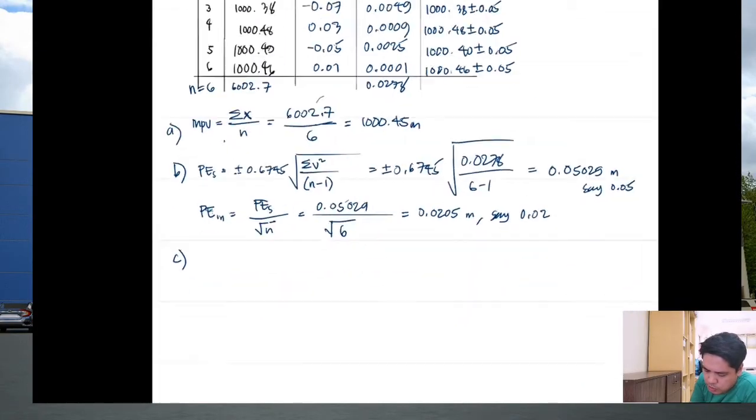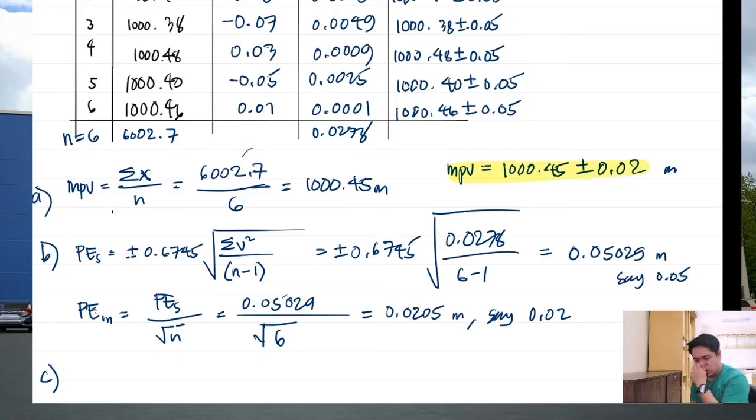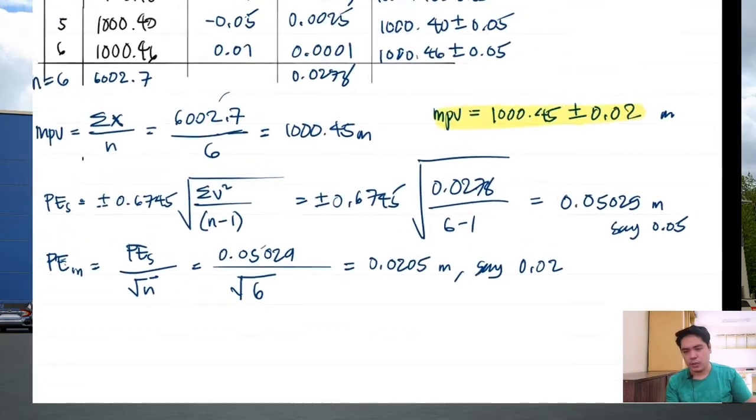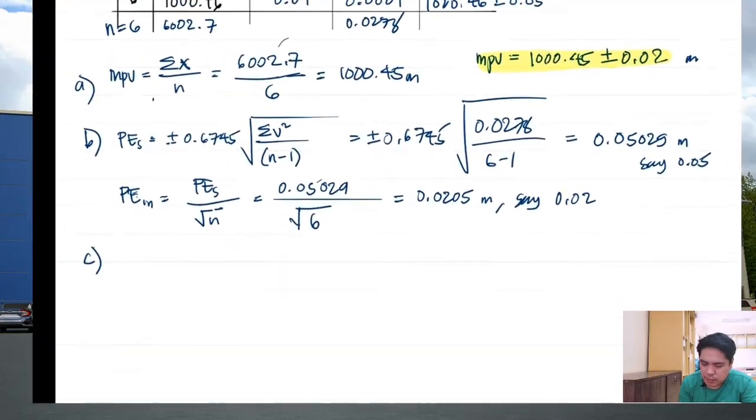Then your most probable value now, your MPV, could be written as 1000.45 plus minus 0.02. That's in meters. So your most probable value could be 1000.47, 1000.46, 1000.45 up to down to 1000.43. So mana ang value, ang MPV. Ayan. So, for letter C naman, relative precision.